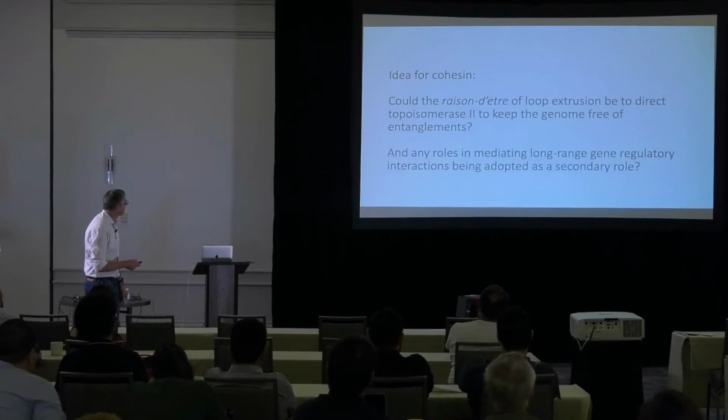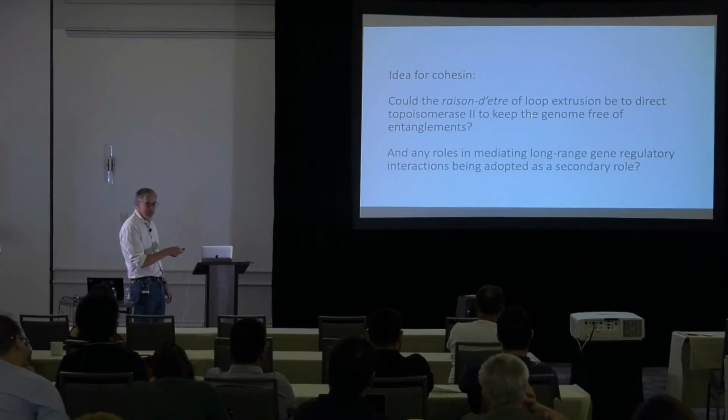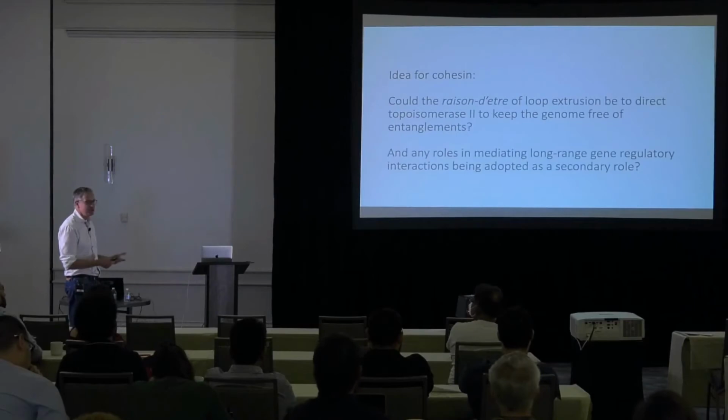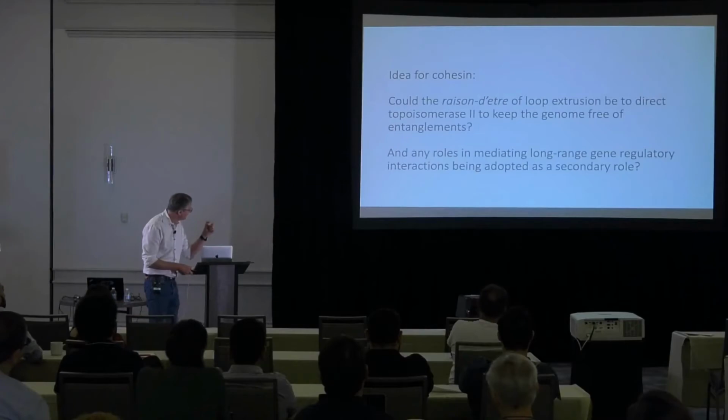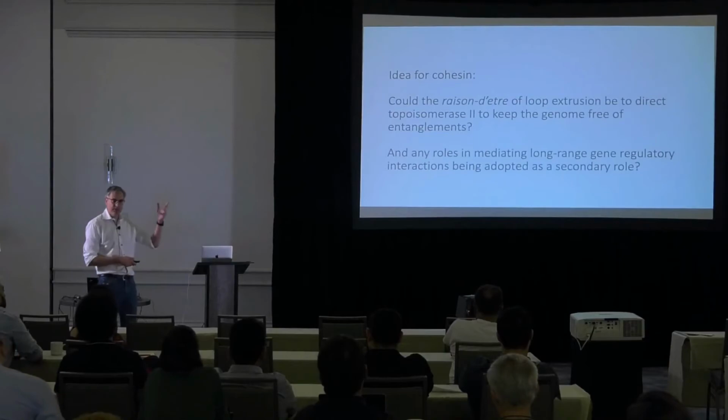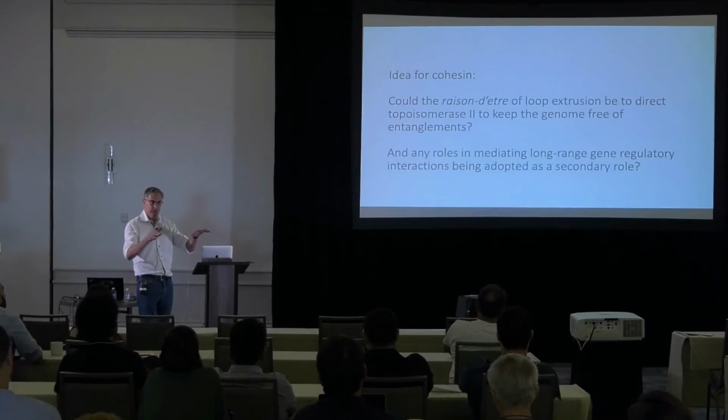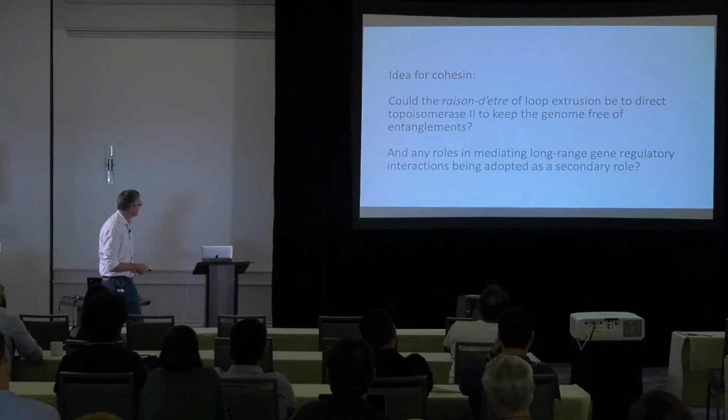Okay. So here's an idea. Maybe that is why we have loop extrusion. It is actively keeping the genome free of entanglements. And only later did it get co-opted by the cell to use for other things like long-range gene regulation. Maybe that's why it's so hard to pin down the key role of cohesin in enhancer-promoter interactions. It is doing it in specific cases, but maybe there's a lot of loop extrusion in heterochromatin. No genes, there's plenty of loop extrusion going on there. And maybe this is to keep that area of the genome unentangled.